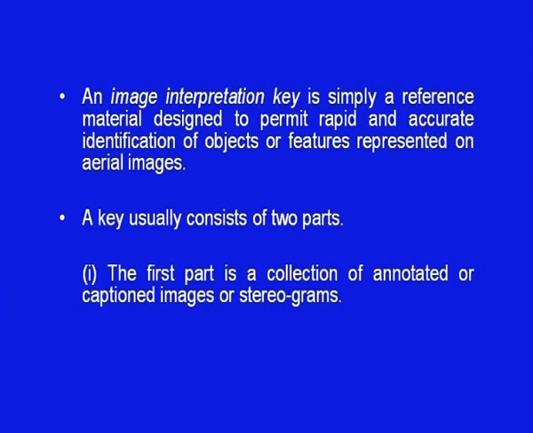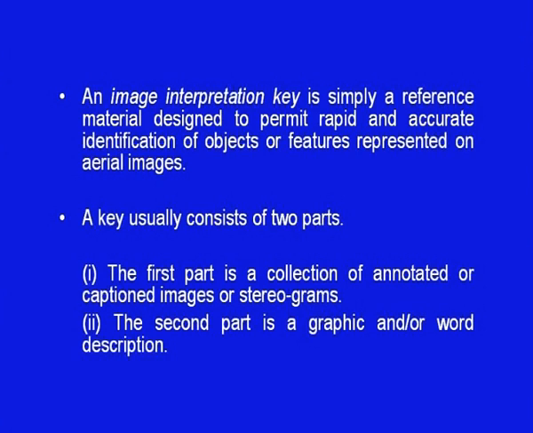So, we can now define what actually is an image interpretation key. It is simply a reference material designed to permit rapid and accurate identification of objects or features represented on an image. A key usually consists of two parts. The first part is a collection of annotated or captioned images or stereo photographs. The second part is a graphic and/or word description.